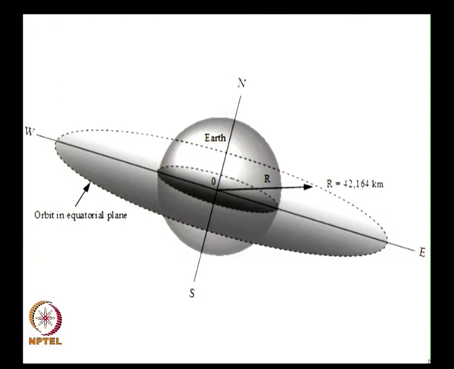It is in the equatorial plane. This is the earth and this is the radius. You subtract the radius of the earth and that is the height of the geostationary orbit. Geostationary.